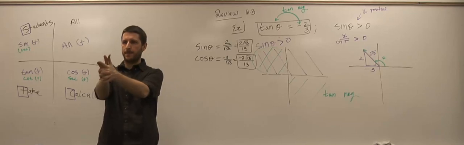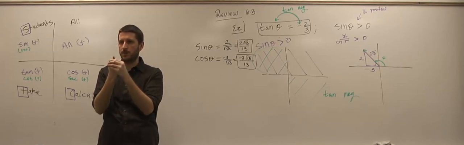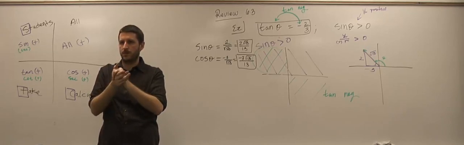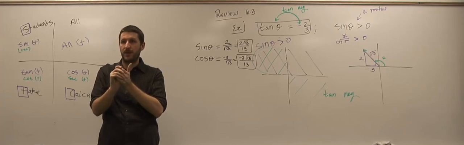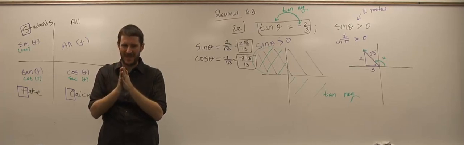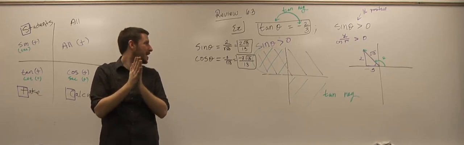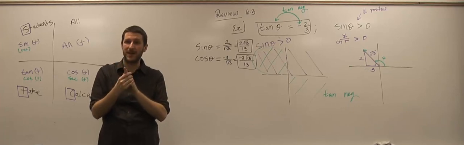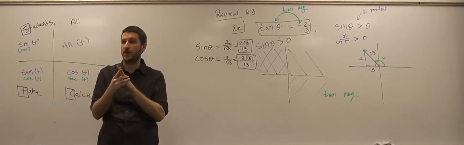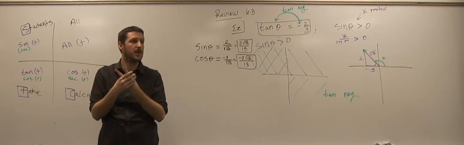Yes? On a test or quiz, would it be acceptable if we don't draw the graph, but just find the values of x, y, and r, and then solve from there? You wish. Would you like my warning? Okay. 2 warnings I have for that. 1, if I tell you to draw the angle, then you have to draw it no matter what. Right? There's no option.